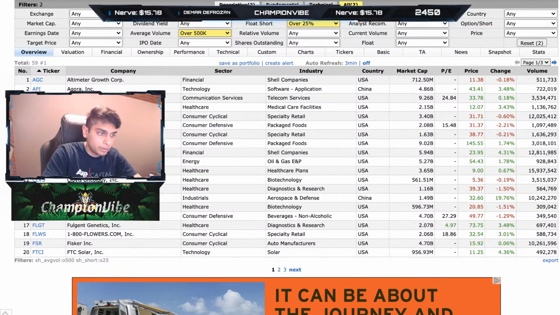A lot of these I've actually already been looking at, because last week a lot of the high shorted stocks were kind of popping one by one. So I'm just trying to think of charts that I haven't seen yet as I'm looking at this list. Fisker is over 25% short interest.